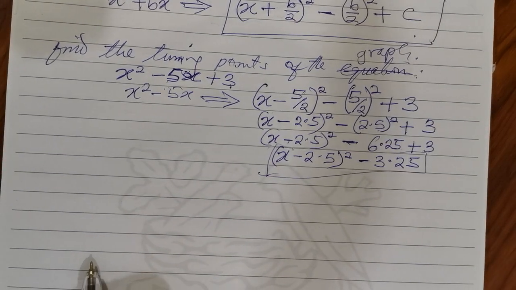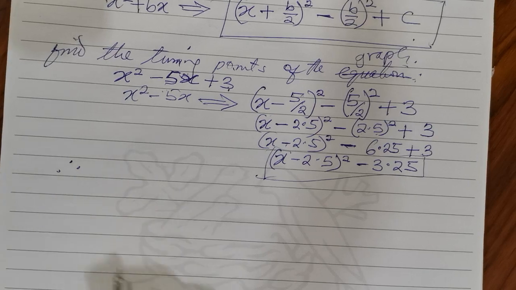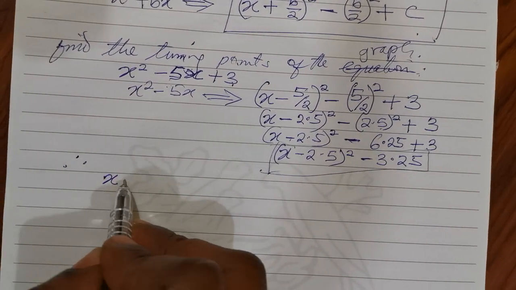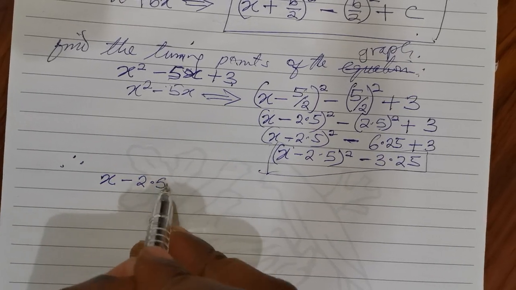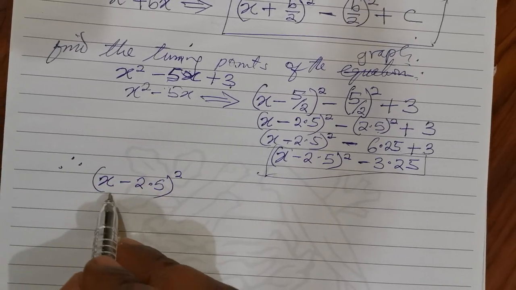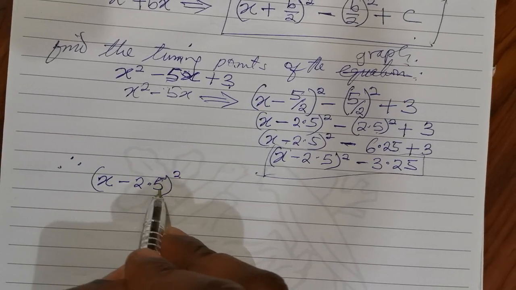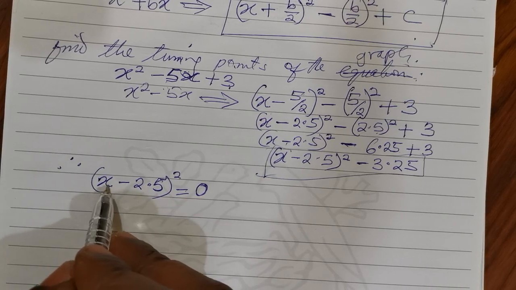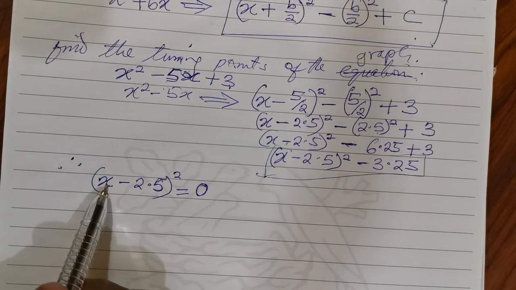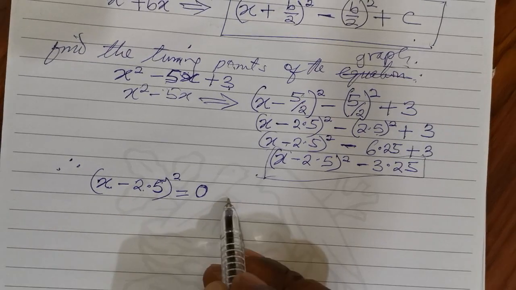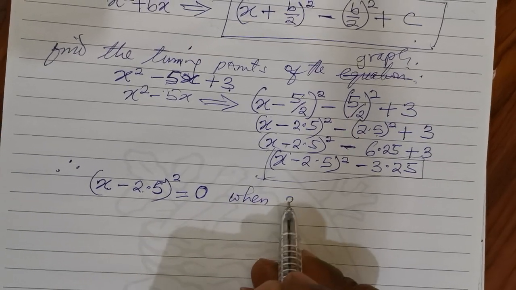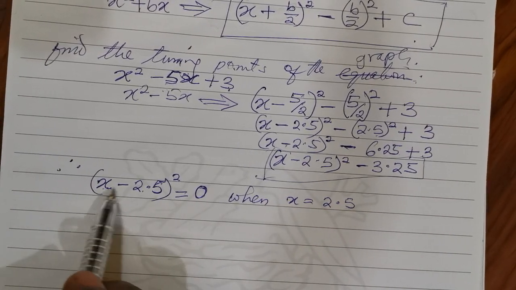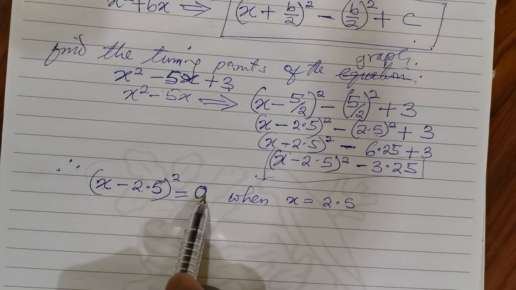Now I'm going to find the turning point. For me to find the turning point, x minus 2.5 squared will be equal to 0. This will be equal to 0 when x is 2.5, because 2.5 minus 2.5 is 0. So when x is 2.5, this term will be equal to 0.